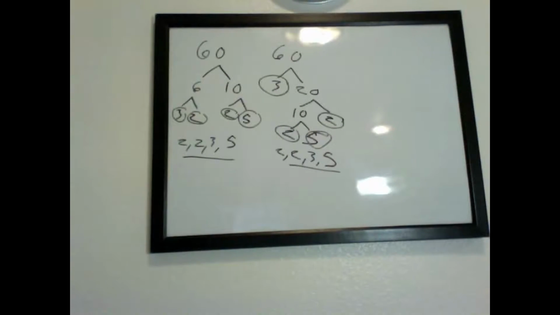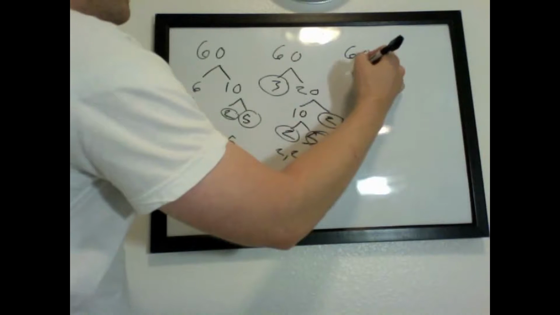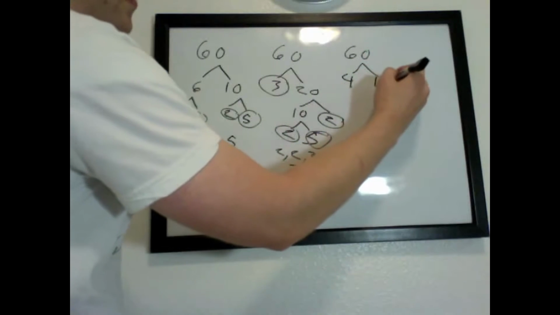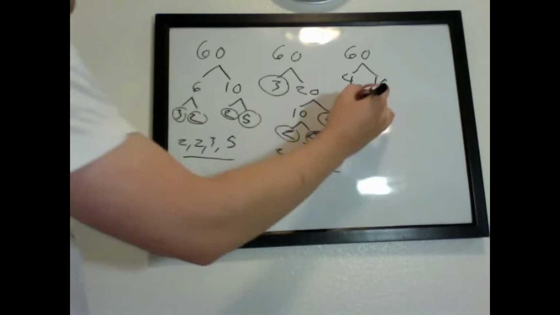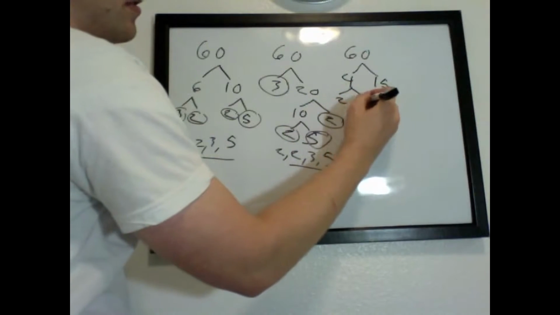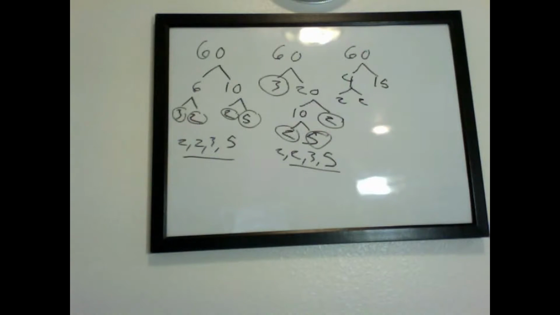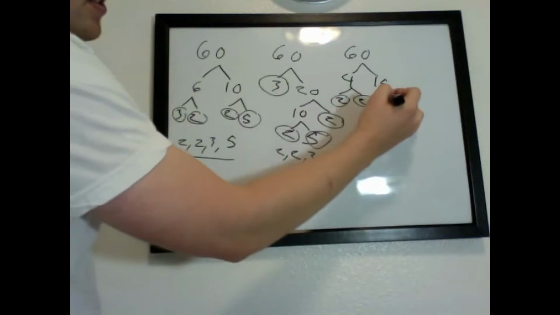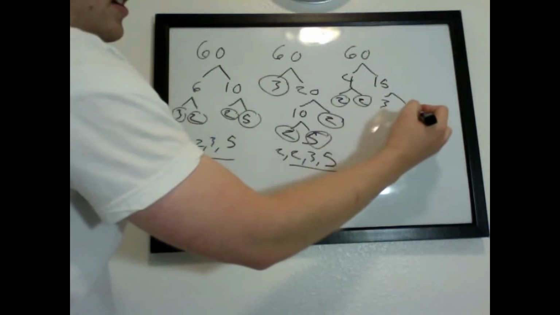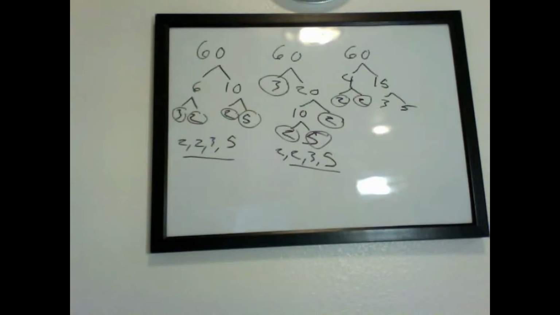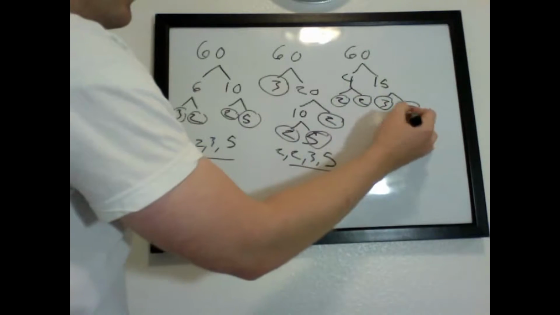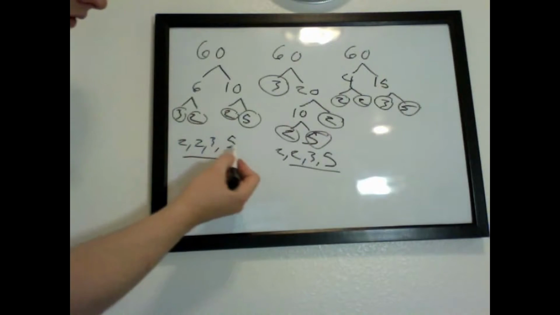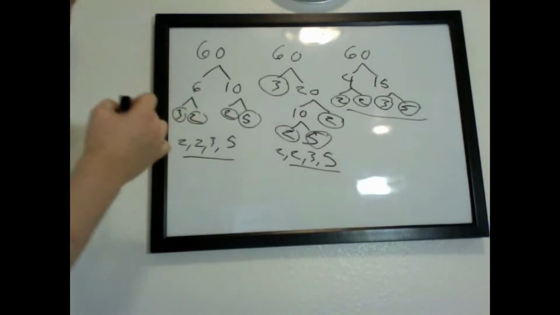So what else can we do 60 into? 4 and 15. Yes. But 4, you can do 2 times 2 is 4. And also, 4 can be 1 times 4. So this is not a prime, but these are primes. 15, 3 and 5. So break down everything into primes. You see, 2, 2, 3, 5. It's the same thing.